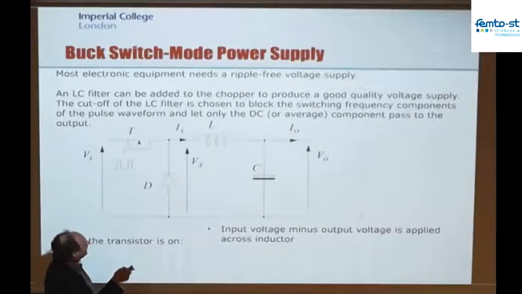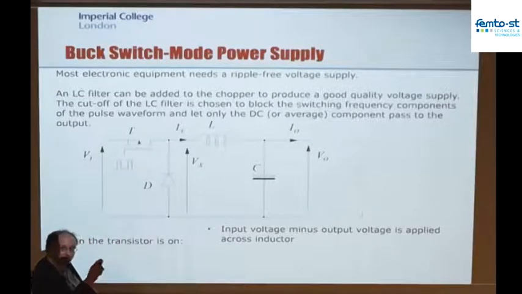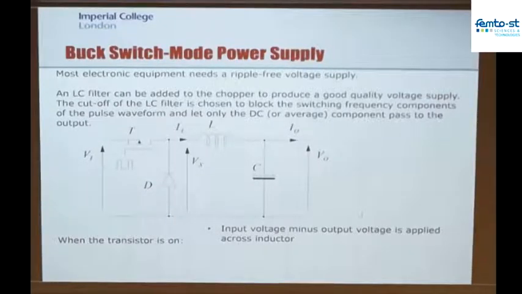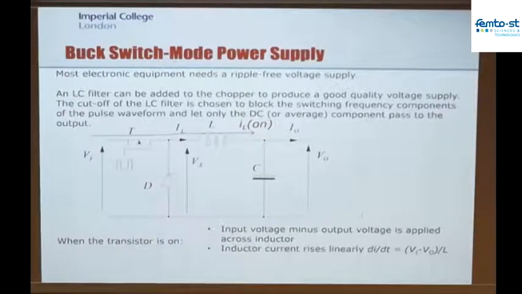There'll be a certain output voltage. When I turn the transistor on, I put a voltage on here. There's a smaller voltage typically on the output. This is a step-down converter, and we'll see why that has to be the case. And so current will build up in the inductor. Current will flow into the inductor.